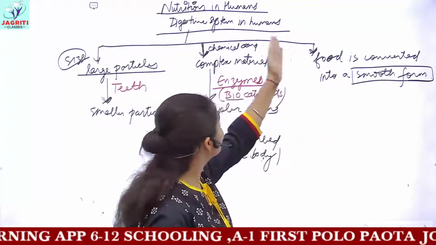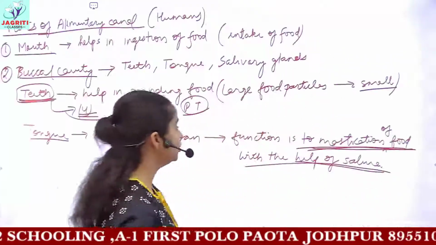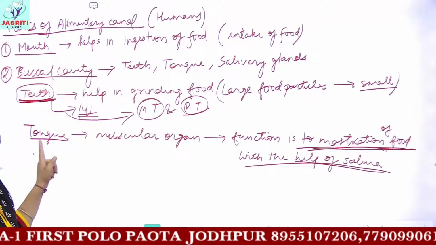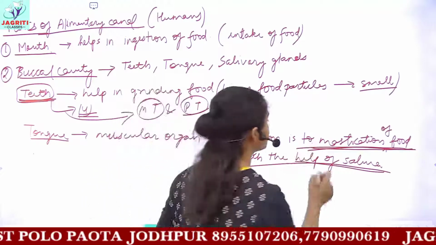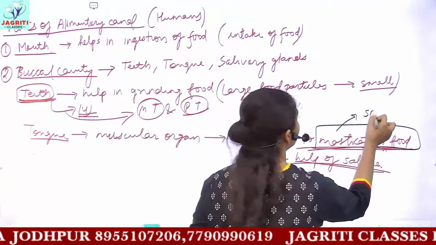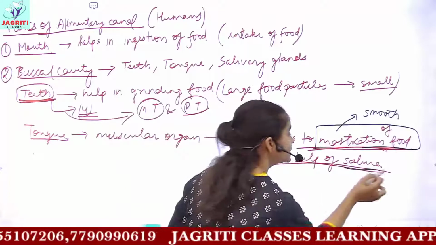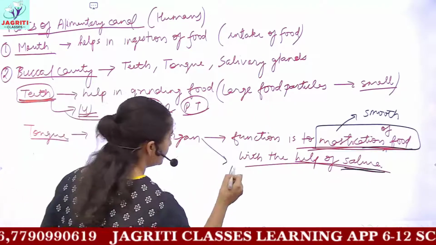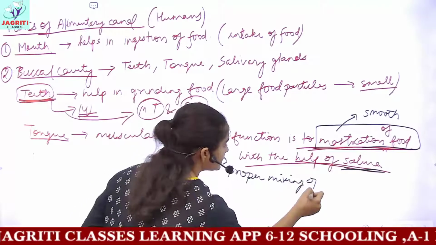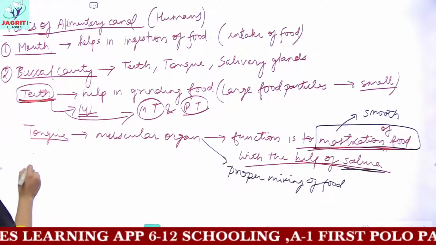So this can again be a significance or importance of why we need a perfect digestive system in humans. So we have discussed the function of the tongue. I hope it is clear. It has the function of mastication of food. Mastication means to convert your food into a smooth ball-like foam, and this is done with the help of saliva. Then it also helps in proper mixing of food with your saliva. Then next comes salivary glands.